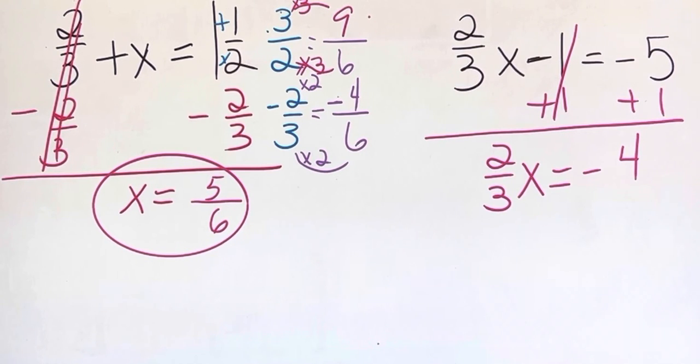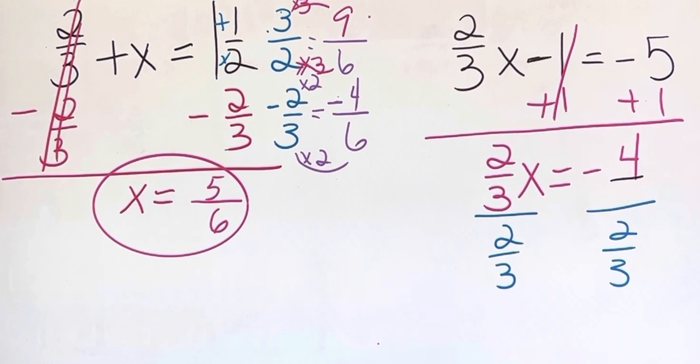Now, what's being done to the variable? It's being multiplied by 2/3. To undo that, I have to do the opposite, which is divide by 2/3. When I do this, one of the things I have to do is turn 4 into a fraction by putting 1 under it. I always like to put a whole number over 1. And then I have to think about the rules for dividing fractions. And the rules for dividing fractions are keep, change, flip.